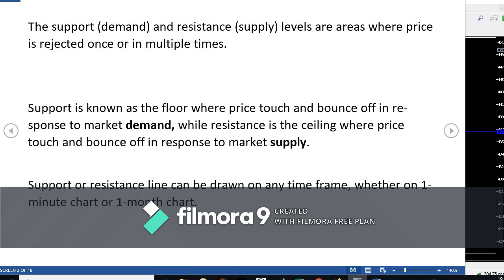All you need to do is look towards the left of your chart, drag the chart towards the right side so that you can see what has happened in history. Then you find the levels where price is rejected or price is being pushed in a particular vertical direction.